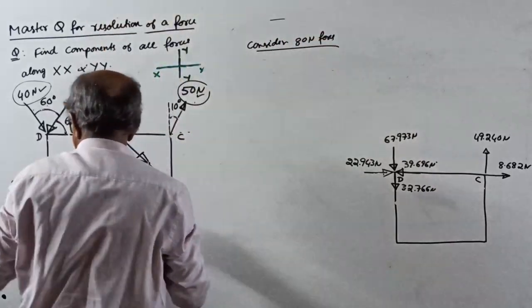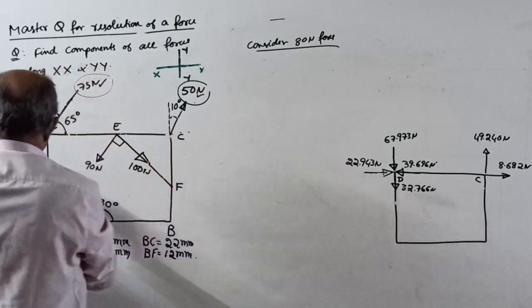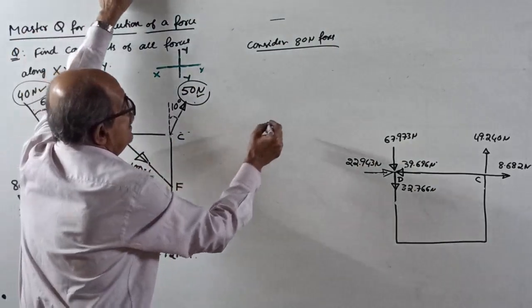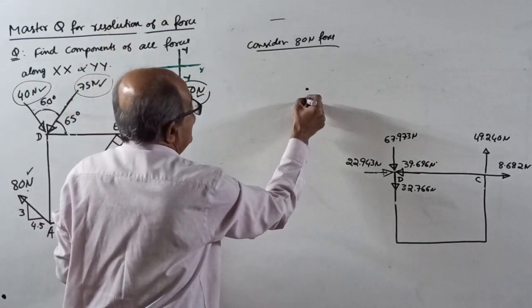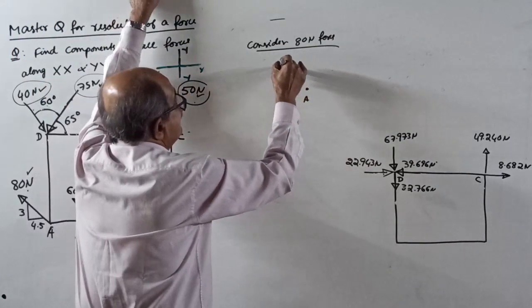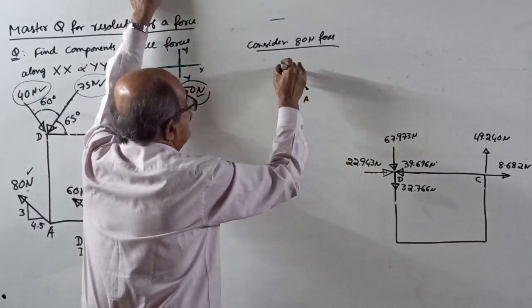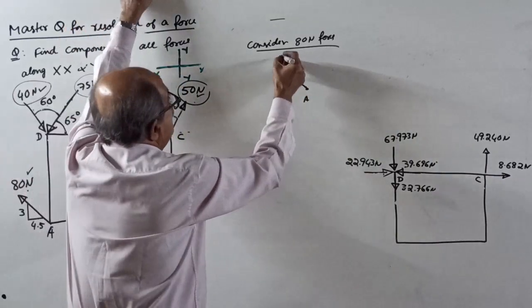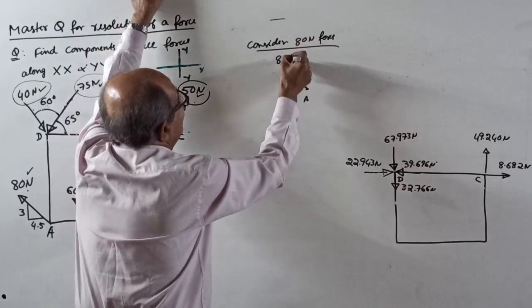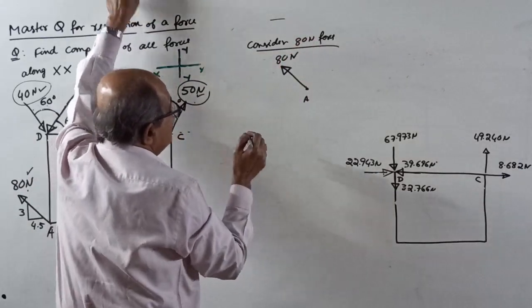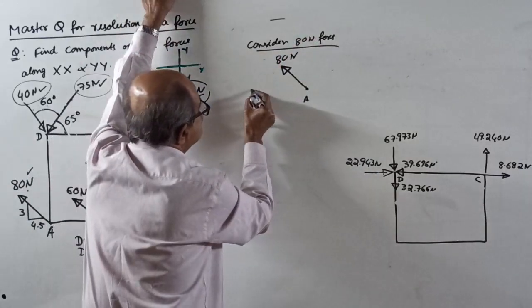The 80 Newton force is passing through the point A. See, this one, 80 Newton. The force is here, passing through the point A, like this. How much force? 80 Newton. See why I am asking how much force? Here only it is there, 80 Newton.